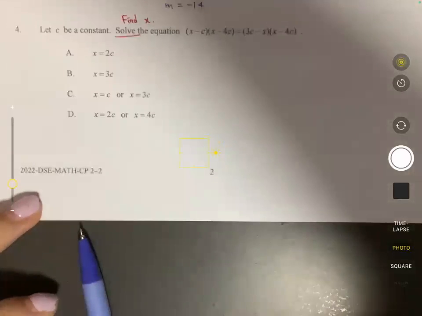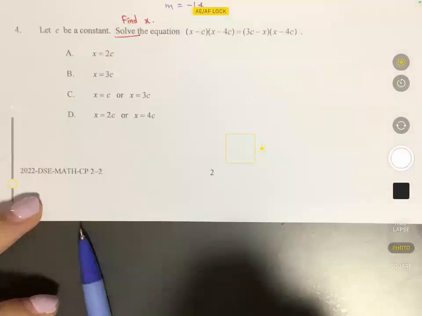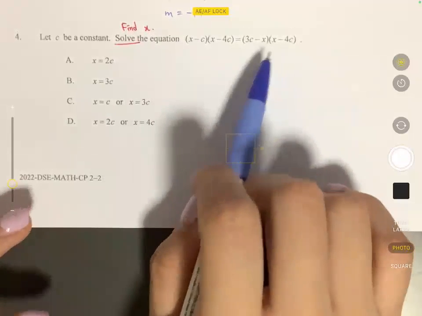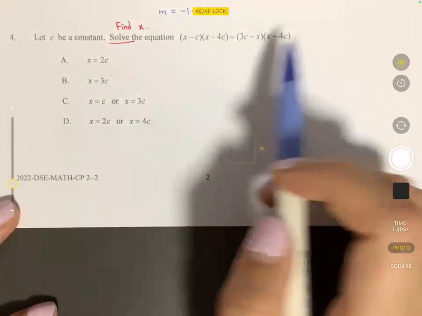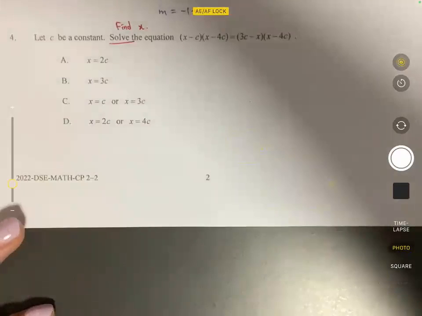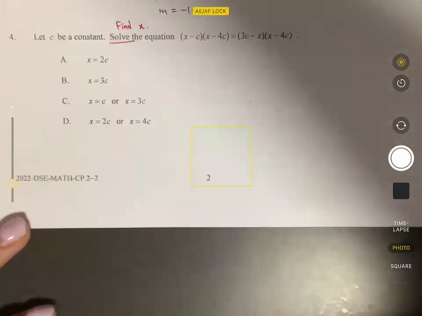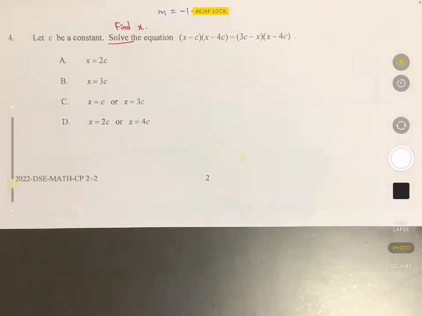So actually for question 4, this question is quite simple because why? You see that first, the left-hand side and right-hand side, both have x minus 4c. That means they have the same bracket, right? So can I just cancel out these two brackets? Of course not. Don't do that. Okay. So when they have the same bracket, don't cancel it out immediately. What we can do actually is plug in.